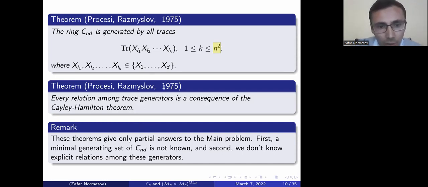These two theorems give only partial answers to the main problem, because first, a minimal generating set of C_{n,d} is not known, and second, we don't know explicit relations among these generators.